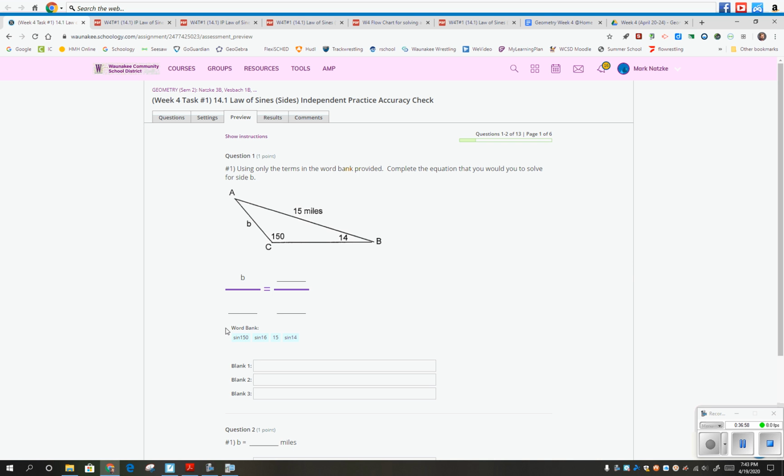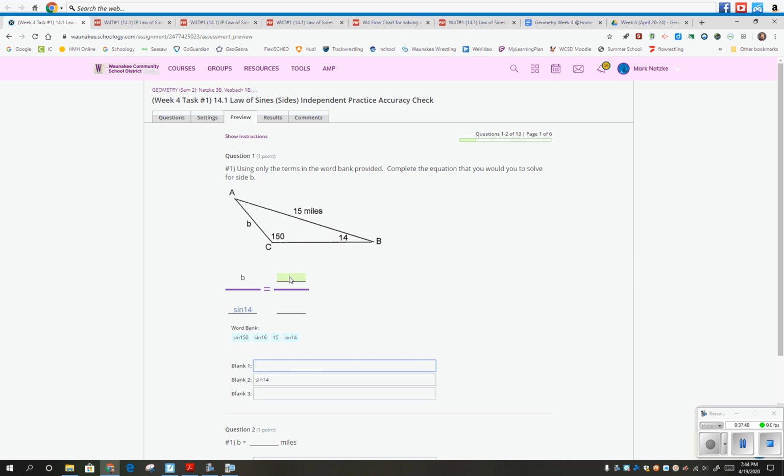Notice we give you a word bank. There's a list of words. Your answer, these 3 blanks, are going to be filled with one of these letters. Okay? Well, if I click what I want, B. Side B is going to go over what? Over the angle. Which angle is opposite of side B? 14. So if I click the blank that involves that, which is blank 2, which involves the denominator below B, well, which one is it? It's going to be sine of what? 14. Now what I can do is I can just click on this. I can just click on sine of 14 and it'll fill it in for me.